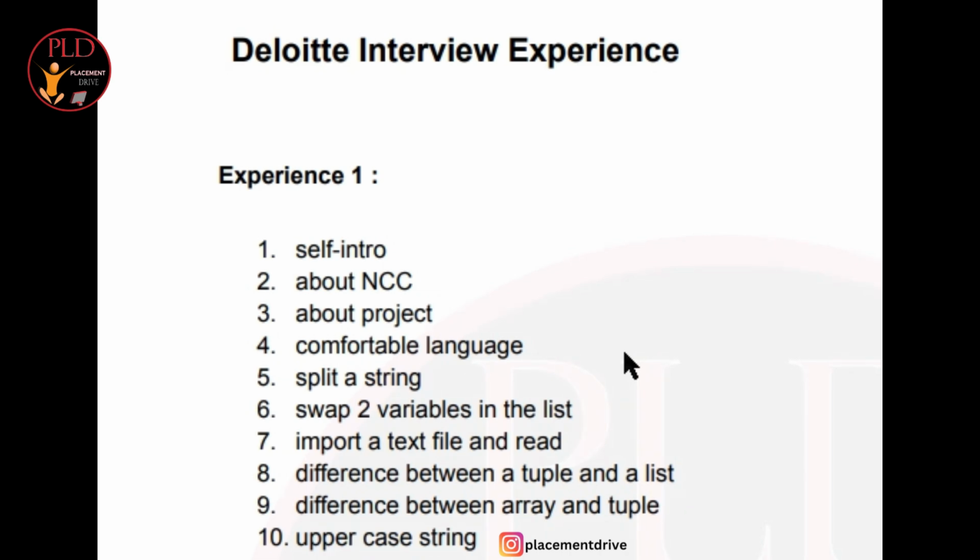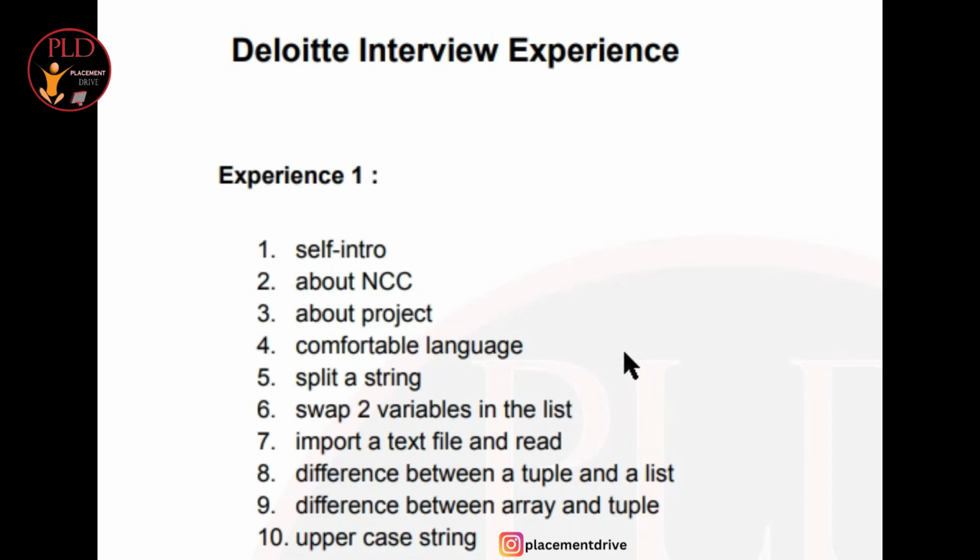The second question is NCC discussion. The interviewer asked about the candidate's involvement in National Cadet Corps, likely to understand their extracurricular activities and leadership skills. The third question is project overview. The candidate shared details about their project, including the technologies used, challenges faced, and their role in the project.